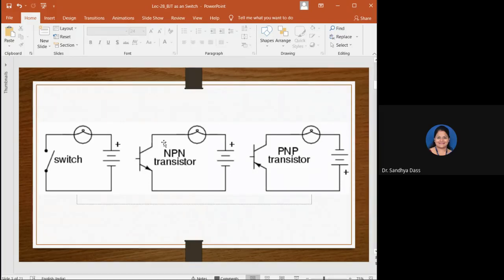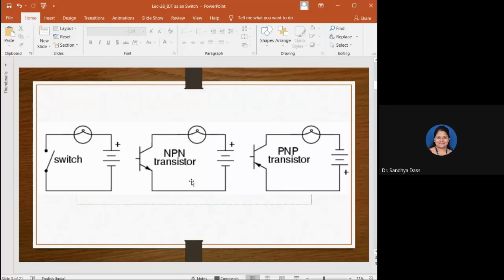BJTs also can be used as a switch, comparable to the operation of a normal conventional switch. If you recall, I had told you BJTs operate in three different regions: active region, saturation region, and cutoff region. Today we'll be understanding more about how a BJT works as a switch, where we will be concentrating on BJTs working in the saturation region or cutoff region.